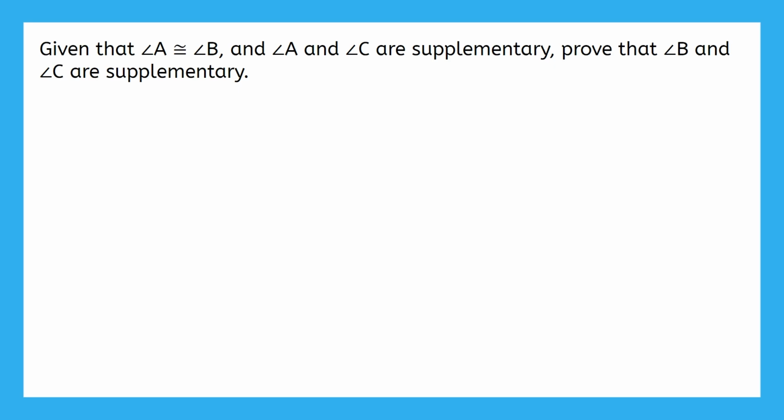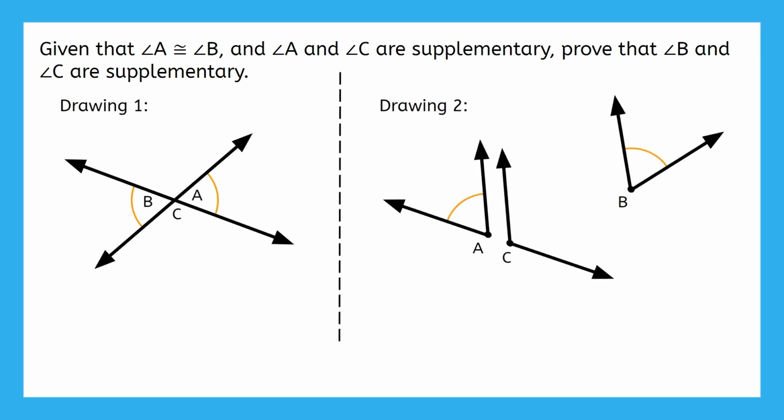There's no provided picture, and you actually don't even need one to complete this proof, but you can always draw one for yourself. However, you need to be careful when you're making your own drawing. For example, look at these two drawings. In both drawings, I have a known congruence between angles A and B, just like the problem tells me.